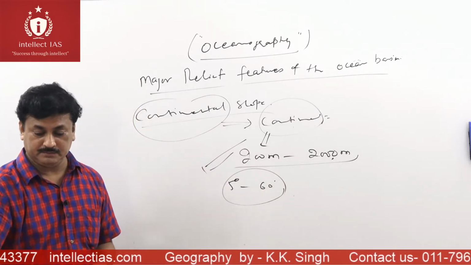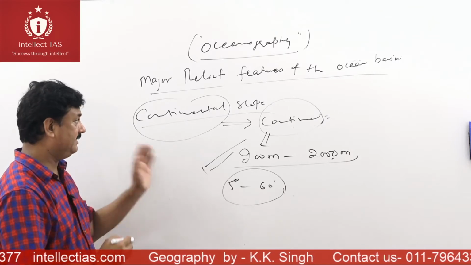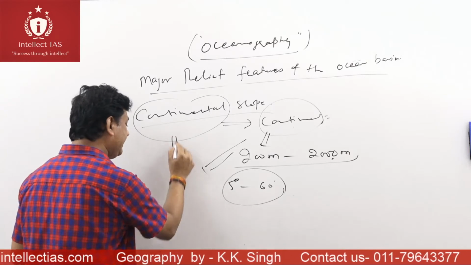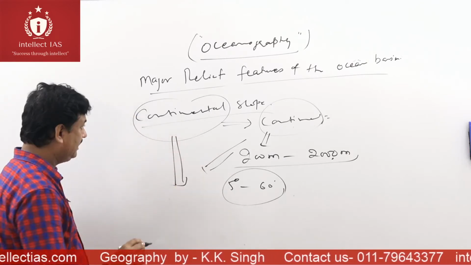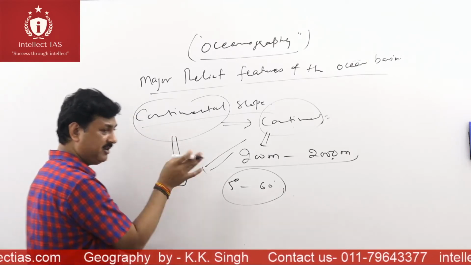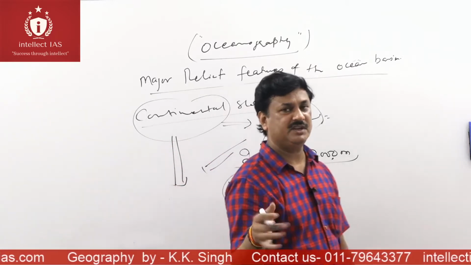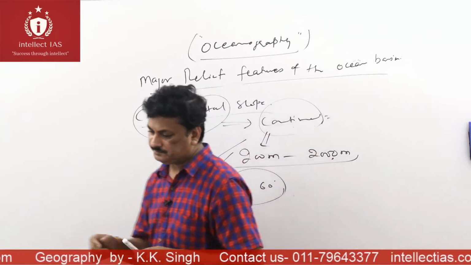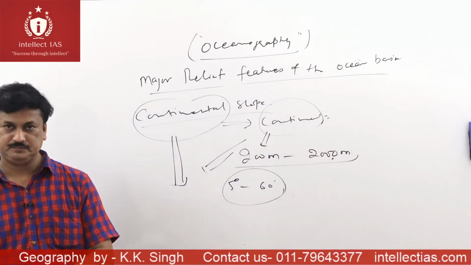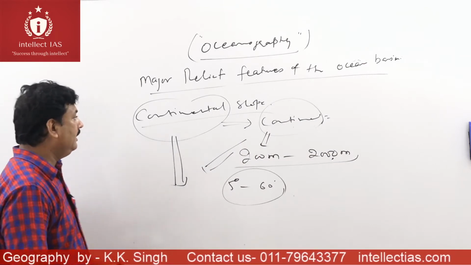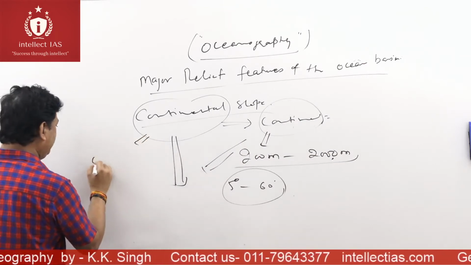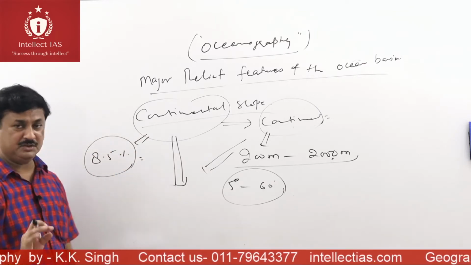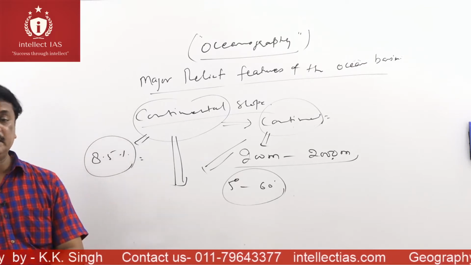Here the continents end. The continental slope is developed by erosional and depositional activities taking place inside the ocean. One important thing is that the continental slope occupies about 8.5% of the total oceanic area.